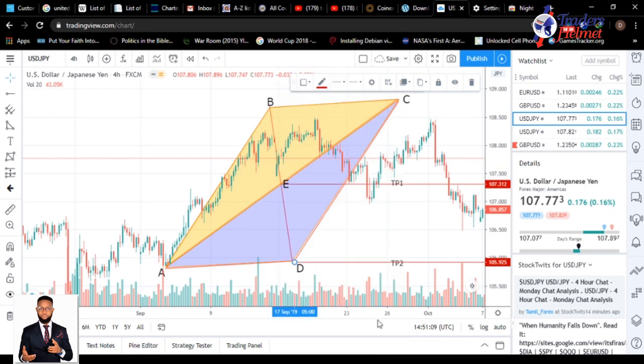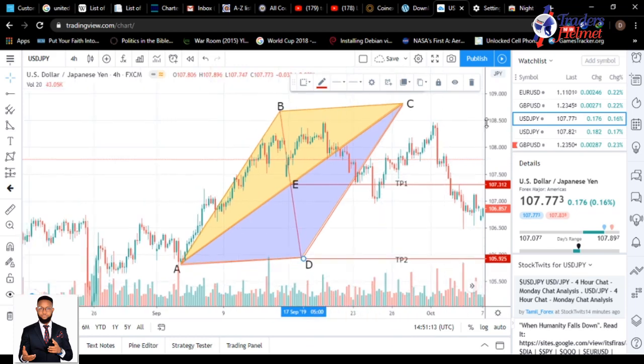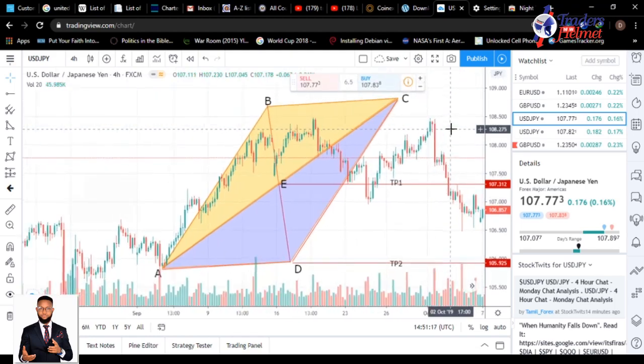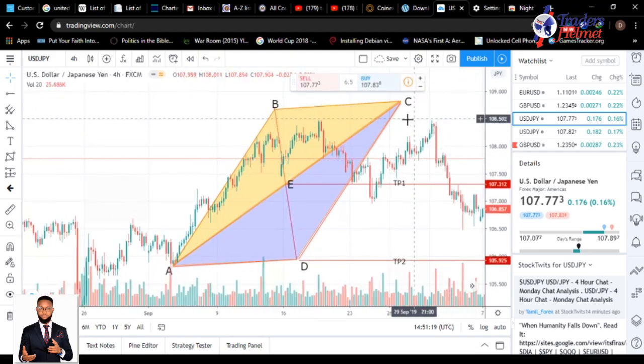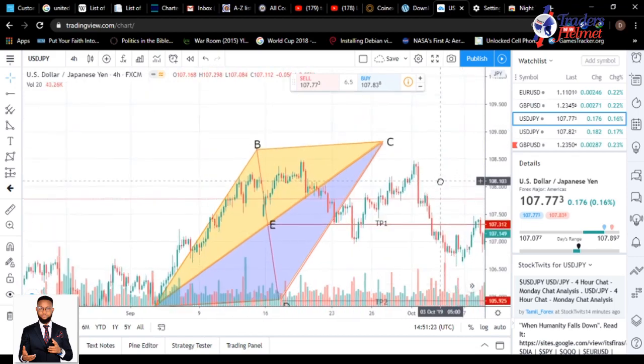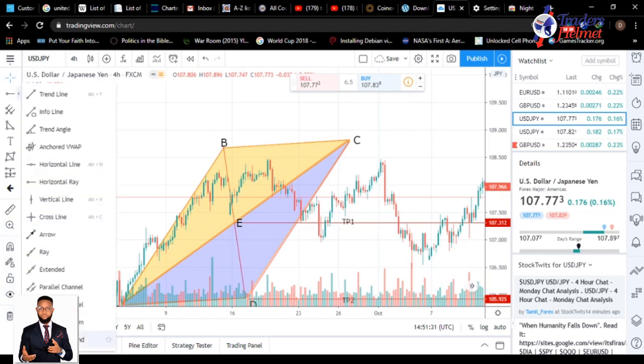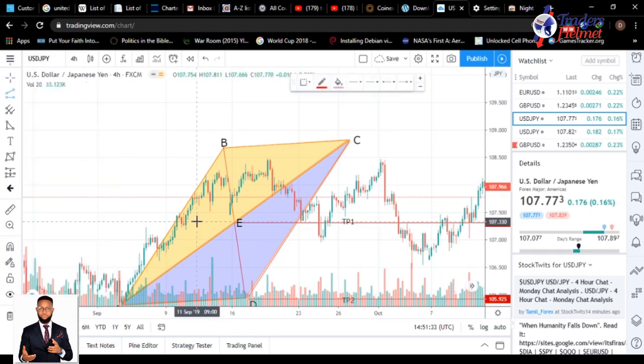Alright guys, so here it is for this one. Remember, your stop loss is above point B to C. So here is your stop loss. This is where you place your stop loss.